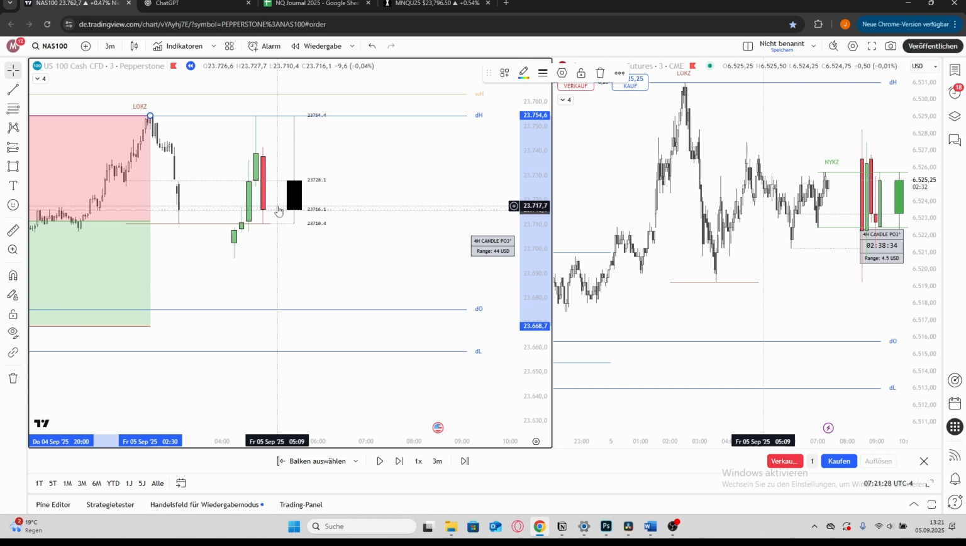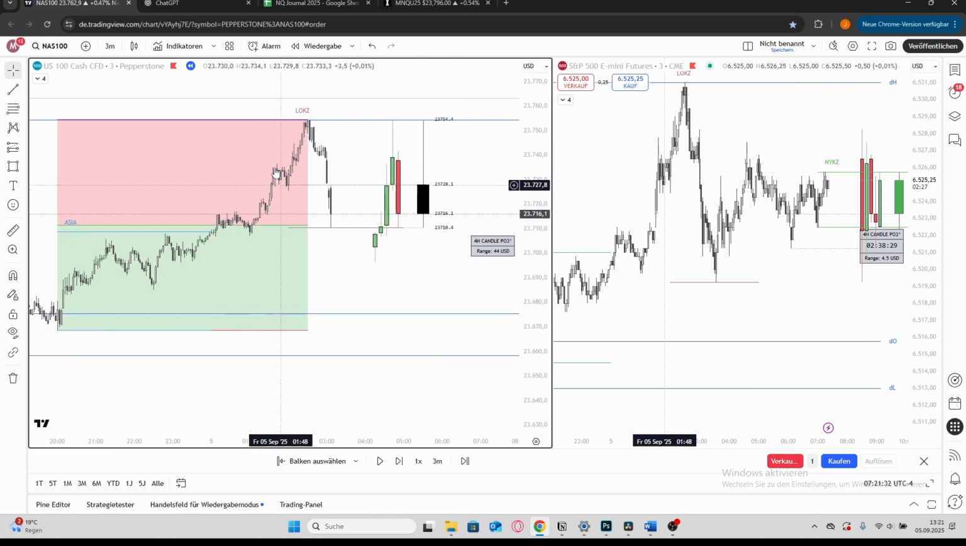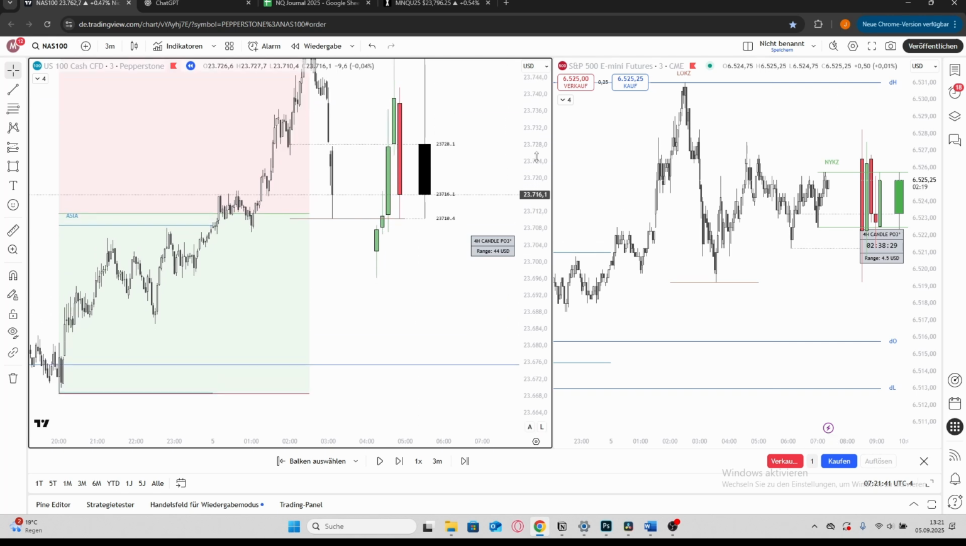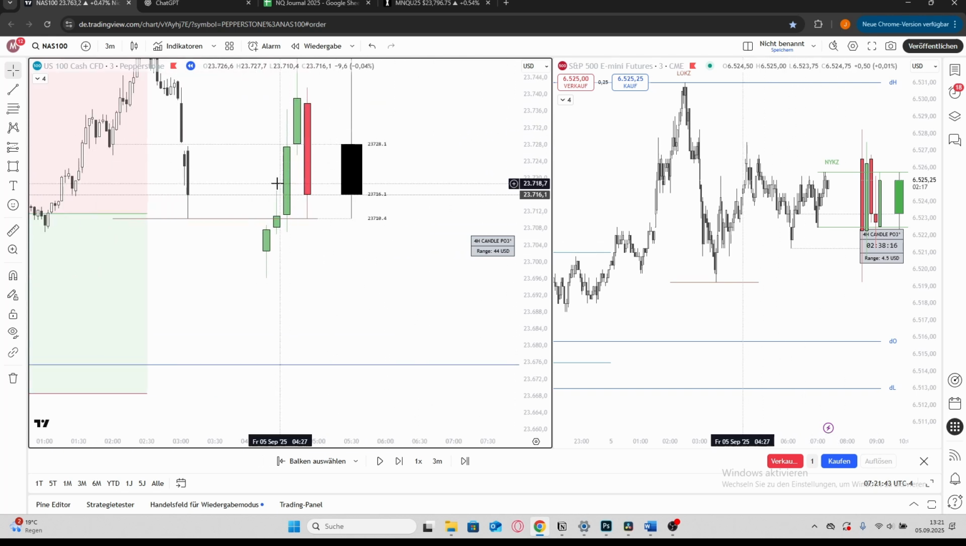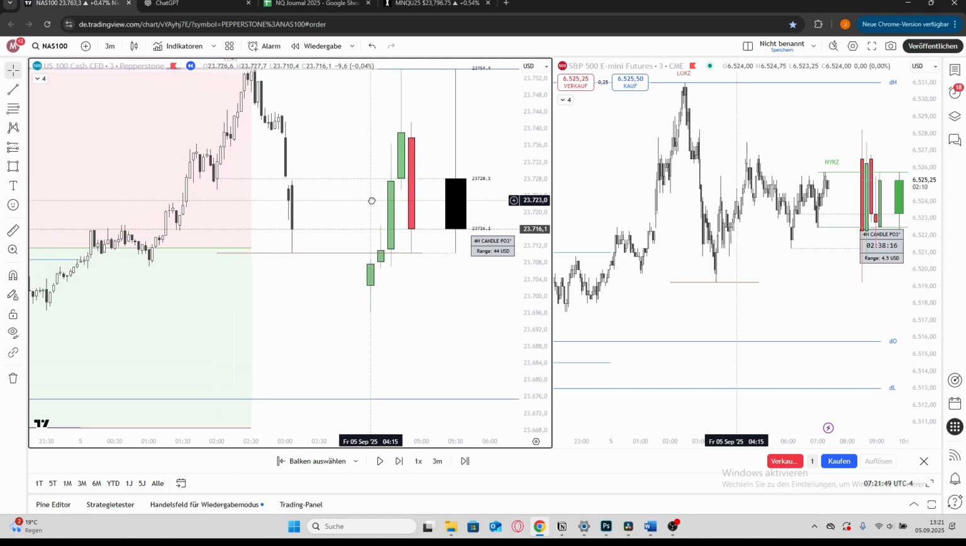The next thing I really liked was, I don't really like to draw out every fair value gap. Just give me a second. I want to reduce the color here. Okay, that's quite nice. What I also really like to see was this 1 hour inversion fair value gap. I think most of you guys know this. I don't really like drawing out every fair value gap.